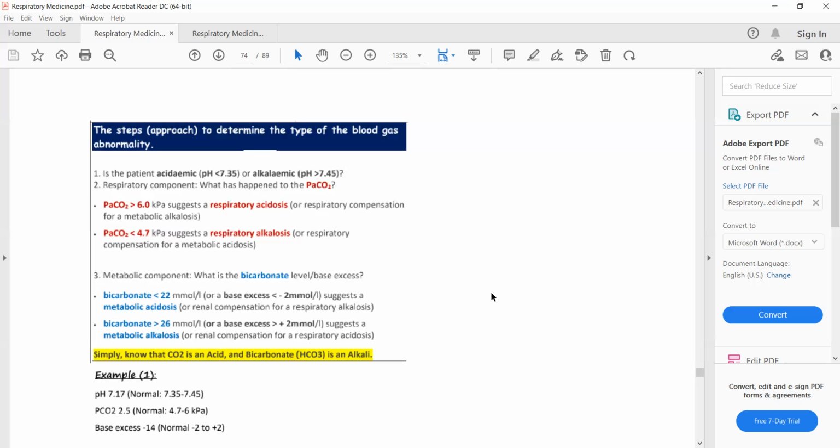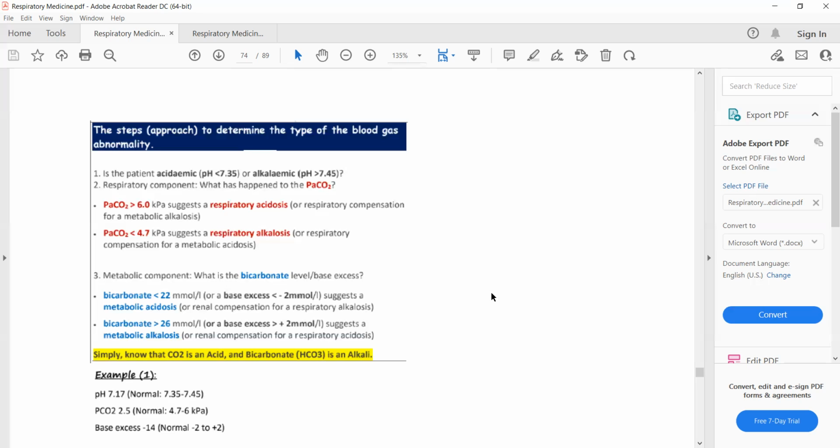Now the third step, or the third component, is to determine the metabolic component. So the metabolic component: base excess is in the minus. So the base is -14, or there is 14 less base in the body. So less base means the acidosis is due to this metabolic component. So it is metabolic acidosis.